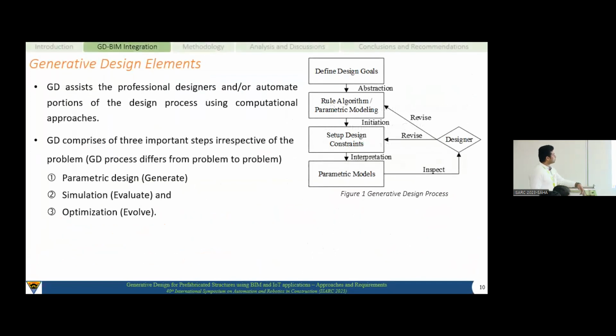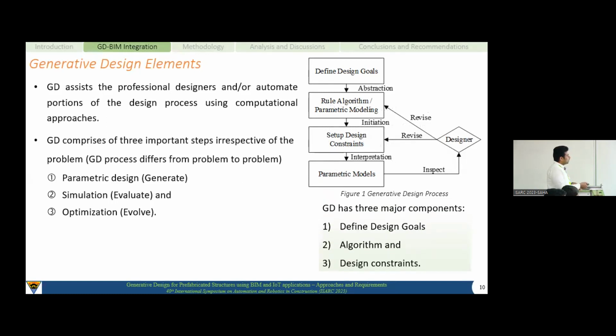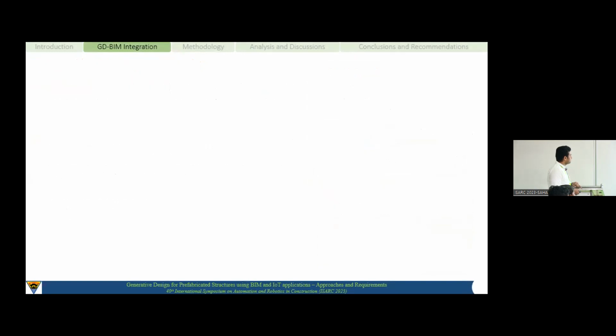So GD assists professional designers, architects, and civil engineers to automate portions of the design process using computational approaches. And it has 3 important steps: parametric design, that is generate; simulation, that is evaluate; and optimization. And here is the flowchart for the GD process. It's a simple one, which follows 3 components: define design goals, the algorithm, and the design constraints.